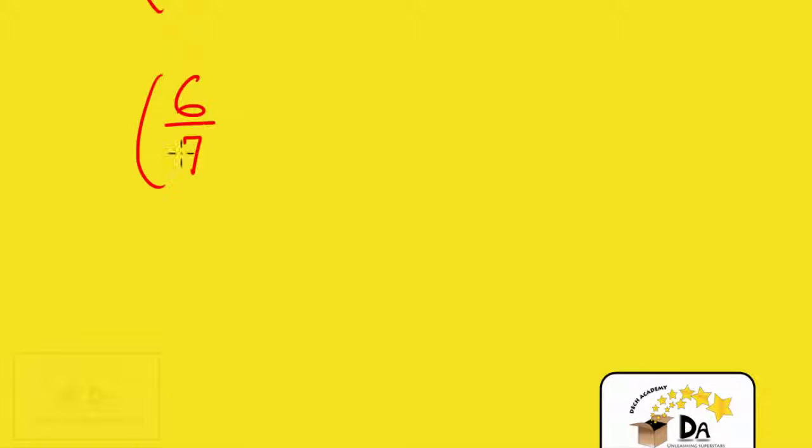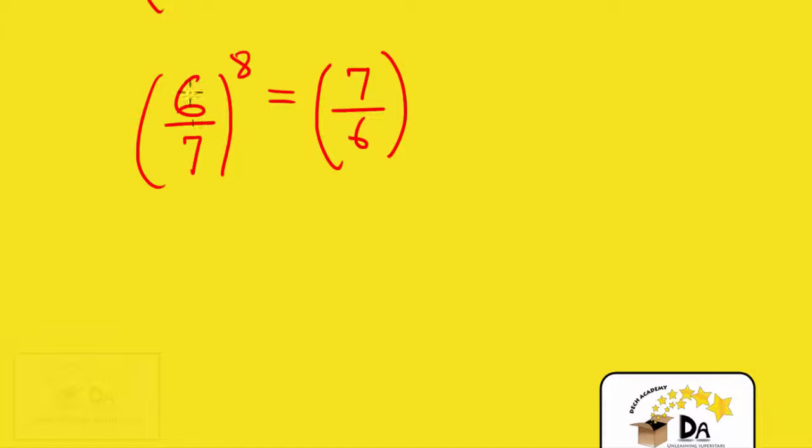Here's another example. (6/7)^8 is equal to (7/6). So I take the reciprocal of the fraction and then I negate the power, so minus 8. So (6/7)^8 is equal to (7/6)^(-8).